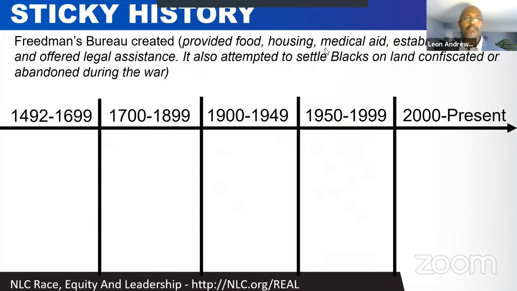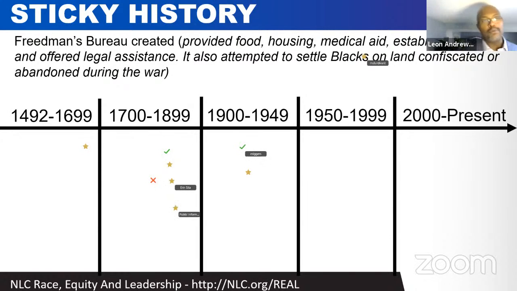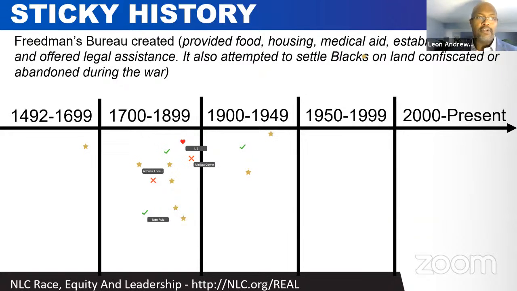What about the Freedmen's Bureau? When was the Freedmen's Bureau created? It provided food, housing, medical aid, established schools, and offered legal assistance. It also attempted to settle Blacks on land confiscated or abandoned during the war. So when was the Freedmen's Bureau created? And again, have you heard of the Freedmen's Bureau? Another part of understanding our history.